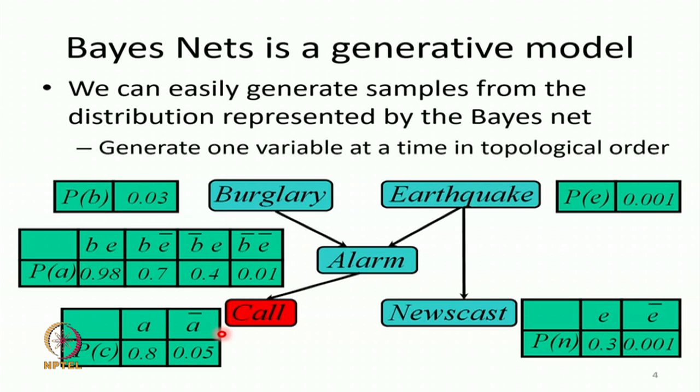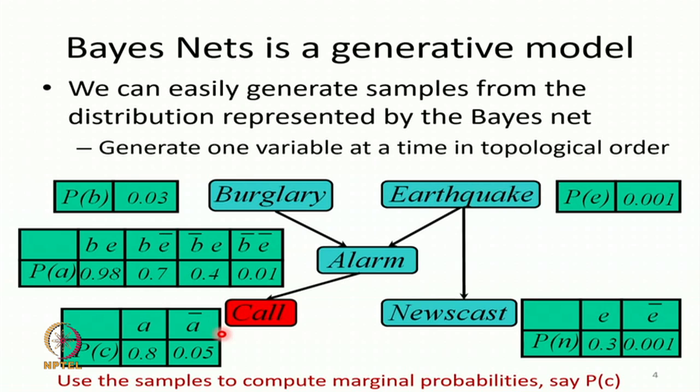And therefore, we can use these samples to compute any kind of a marginal probability. Let us say we want to compute the probability that somebody is going to call us without any evidence. So, we can just check in how many samples C was true and what was the total number of samples, and that gives us the probability that somebody is going to call. I want to pause here. Is this okay for now?